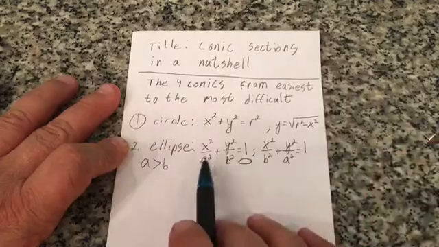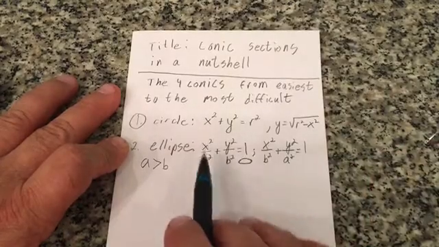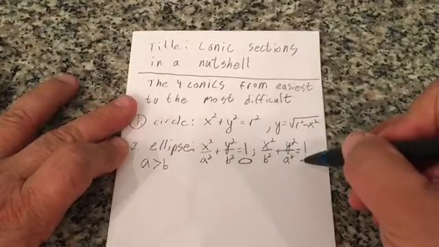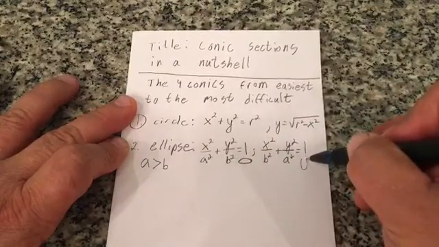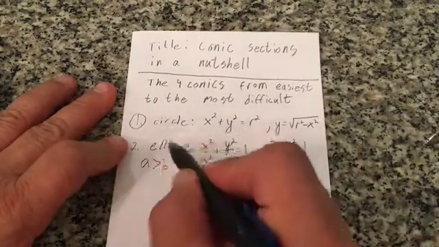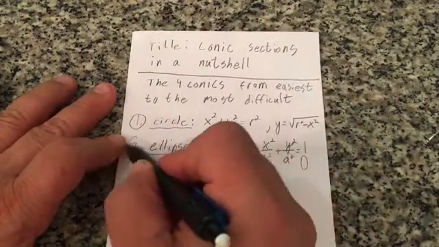Because there's a bigger number underneath x squared, it's going to be stretched out in the x direction. The y squared one, where a is bigger than b, is going to be a vertical stretch. So we have a circle and an ellipse.